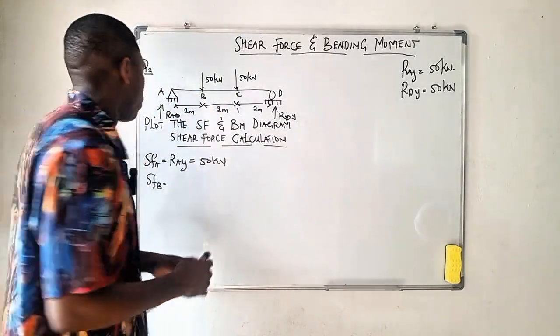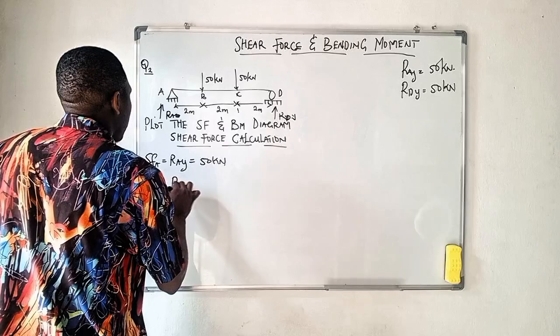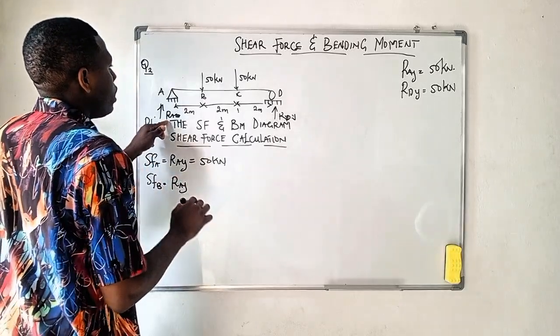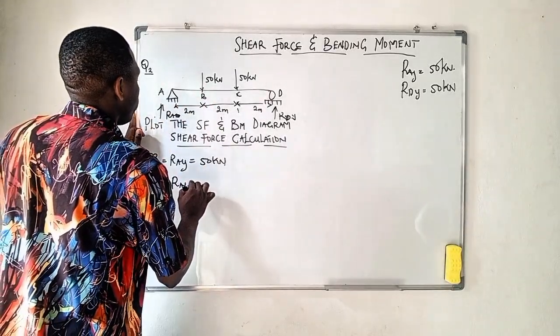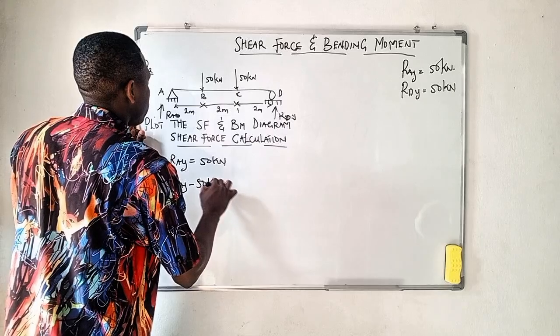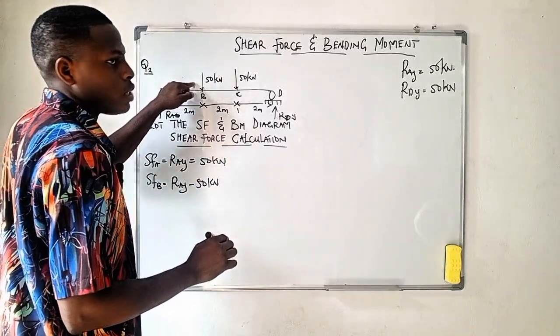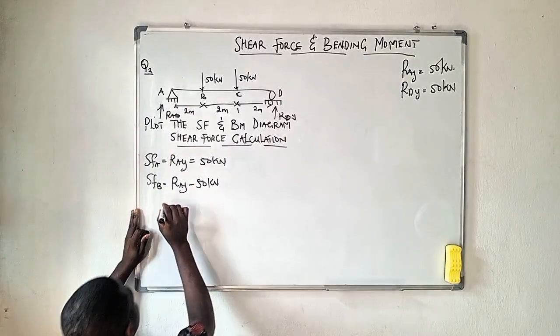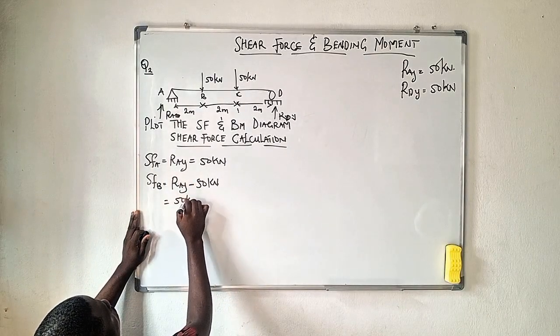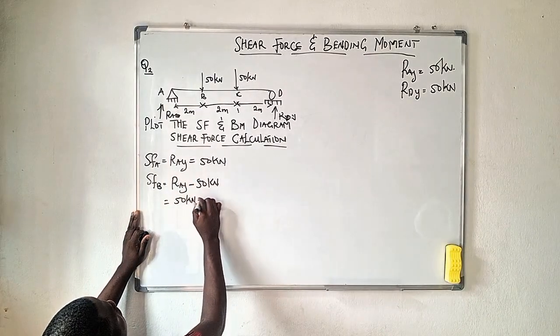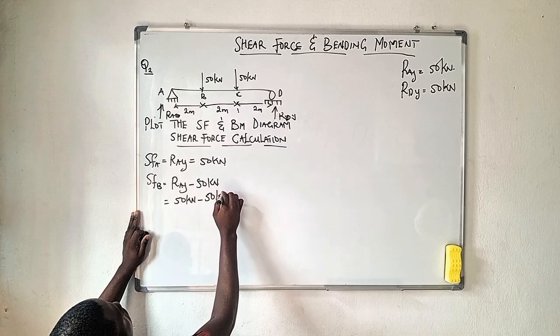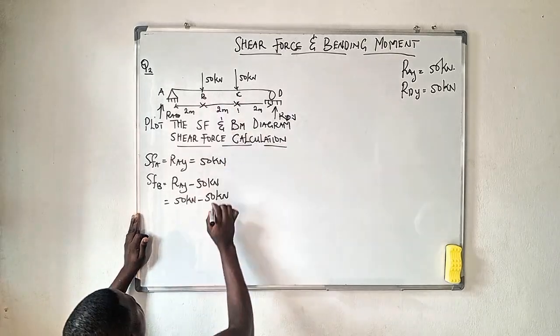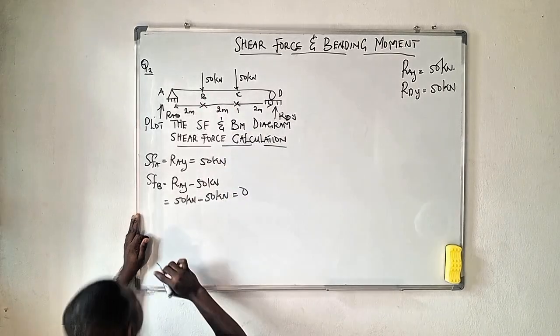So it is a negative force. So you have the RAY minus 50 kilonewton, which is the downward force here. It is a point load, so it's acting downward. So you have this to be 50 kilonewton, which is your RAY, minus 50 kilonewton, which is already the resisting force. And this is equal to 0.